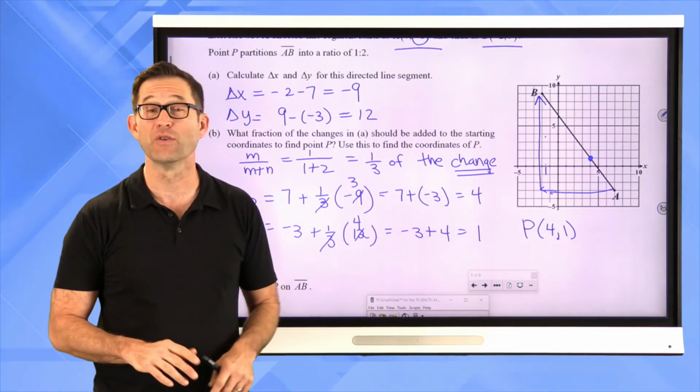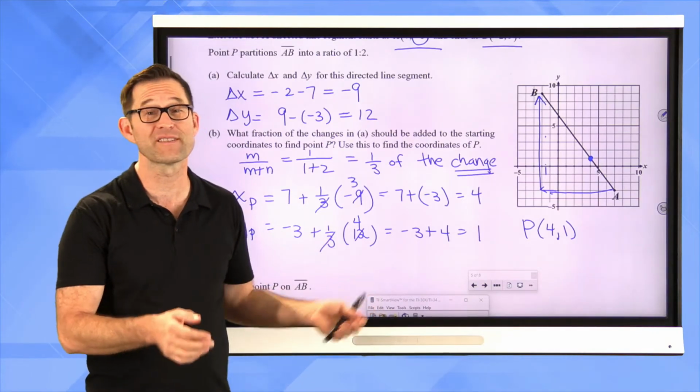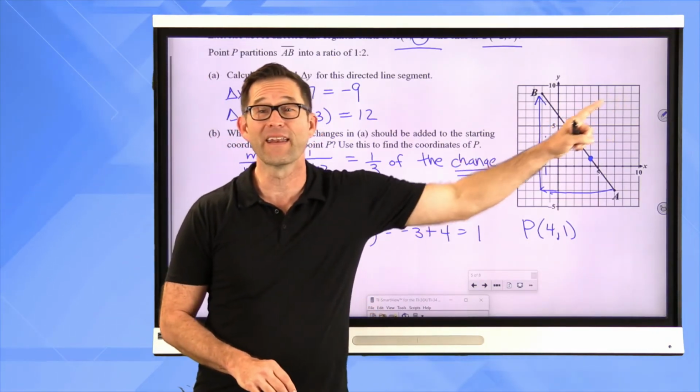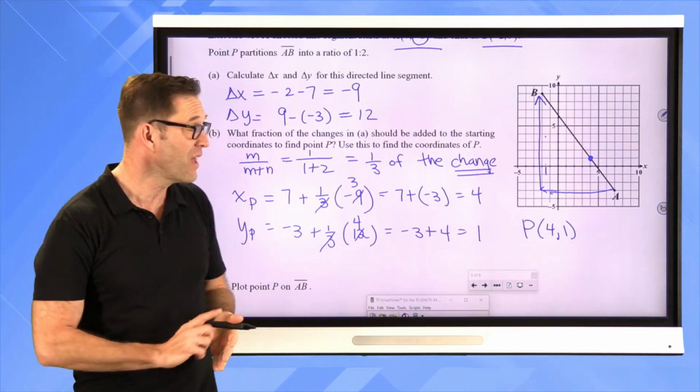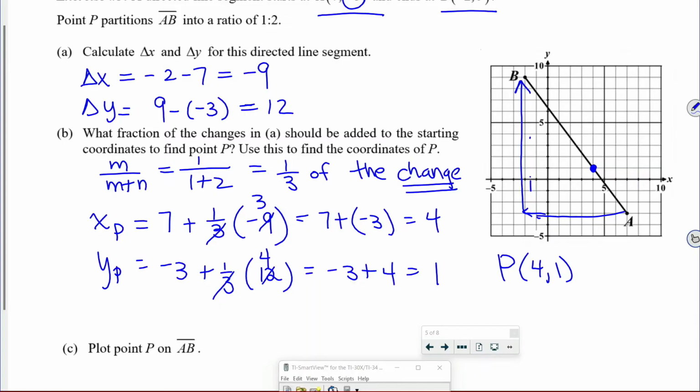If it doesn't, you're definitely wrong, okay? So if you go through this calculation and you get a point hanging out here or down here, it's wrong. It's got to be on the line segment.